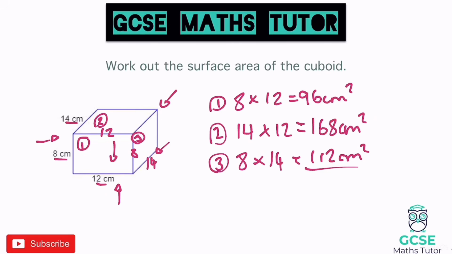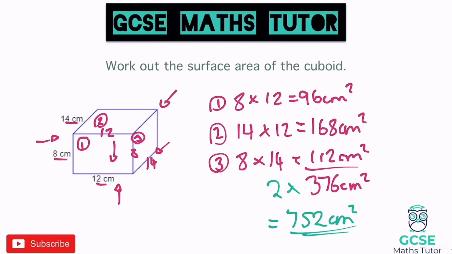And if we add all of these up, 112 plus 168 plus 96, we get the answer 376 centimetres squared. Now you've just got to be careful at this point. Obviously, don't forget there are 2 of each face, so we just need to double our answer, or times that by 2. So times that by 2 gives us a total surface area here of 752 centimetres squared, and there's our final answer for the surface area.